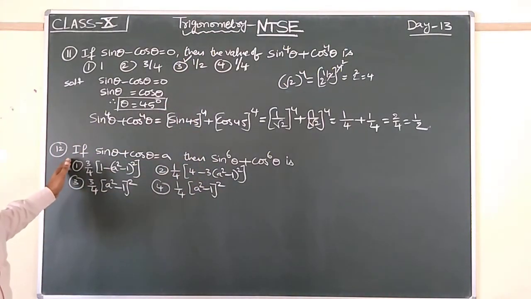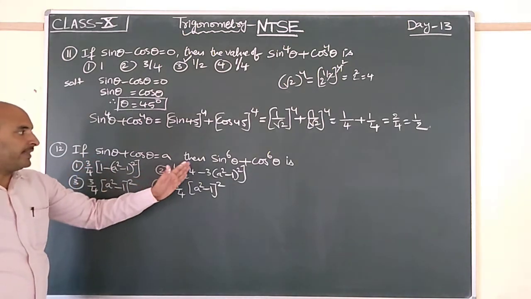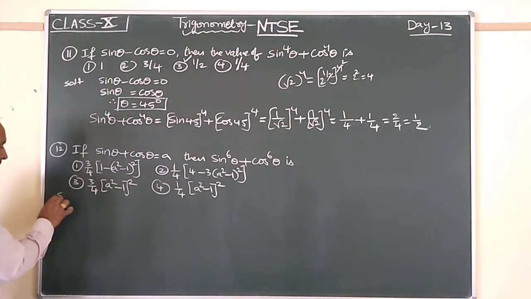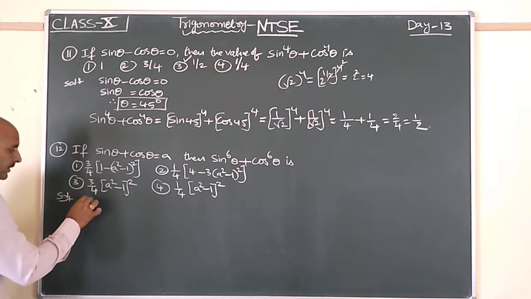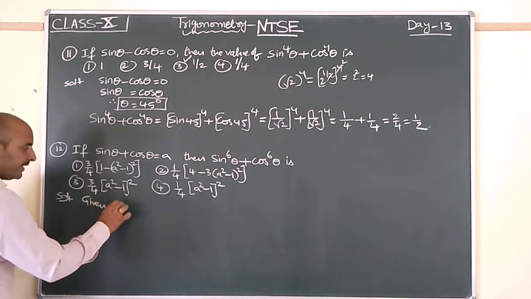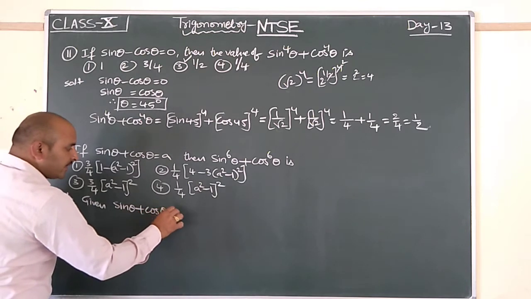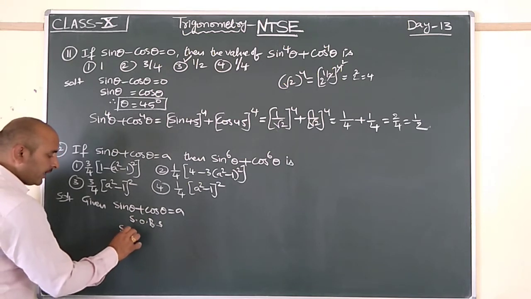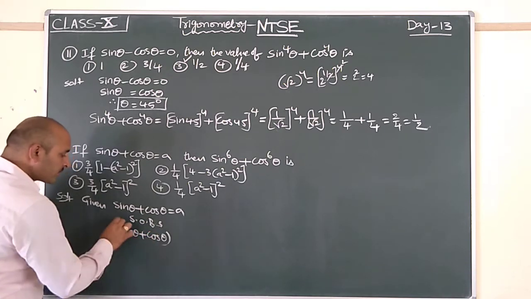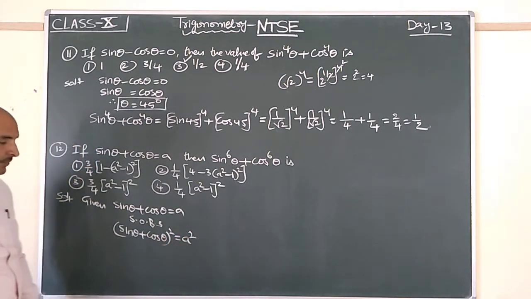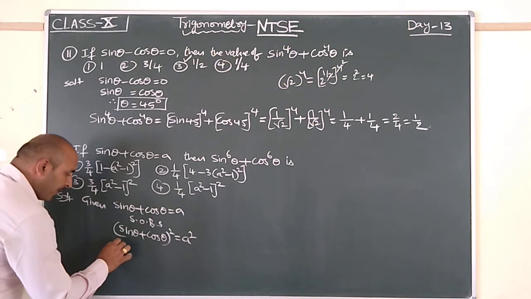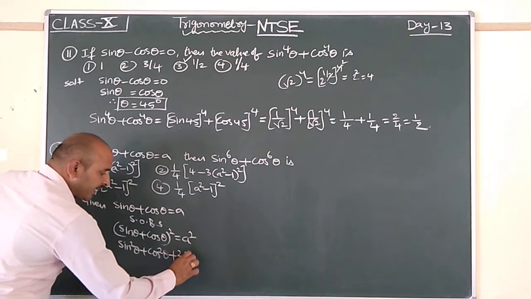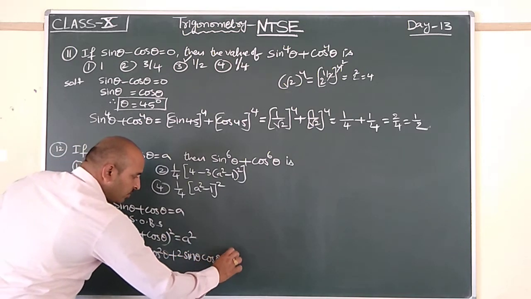So now coming to problem number 12. If sin theta plus cos theta is equal to a, then sin power 6 theta plus cos power 6 theta value how much? So before that, given sin theta plus cos theta is equal to a. Squaring on both sides. Sin theta plus cos theta whole square is equal to a square. A plus b whole square formula: a square plus b square plus 2ab.